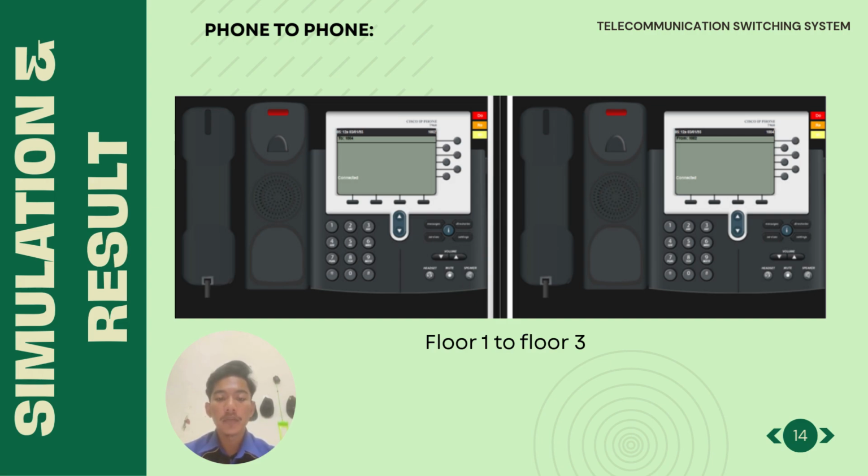Next is another VoIP simulation result. This simulation shows a successful phone-to-phone call between the IP phone on floor 1 and the IP phone on floor 3, even though the phones are located on different VLANs. The call is connected successfully through the Cisco CME router. This confirms that the VoIP system and inter-VLAN routing are working properly, allowing reliable communication between different floors.